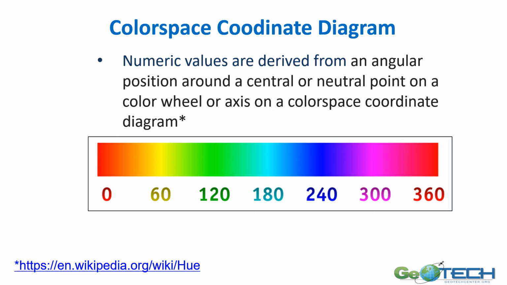Numeric values are derived for these different colors on a portion around a central or neutral point on a color wheel, or on an axis on a color space coordinate diagram. The link below goes more into this diagram, but here we can see that the color values we're going to be talking about go from 0 to 360.